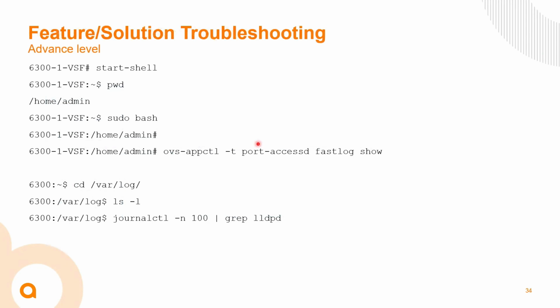These are some of the shell commands. If you're interested to see the fast logs of the port-access D, to see whether all the attributes are really reaching the ClearPass, you get to know that when you get into a problem and want to troubleshoot. These commands come in handy because some of the attributes which you are sending may not be reaching the ClearPass, and you did a capture. Still, you want to know what's happening on the AOS-CX switch. The appctl command will help you get to know the fast log.